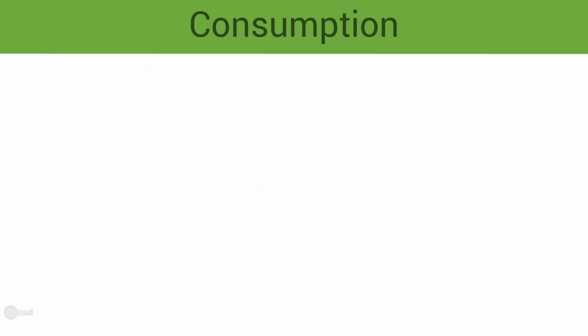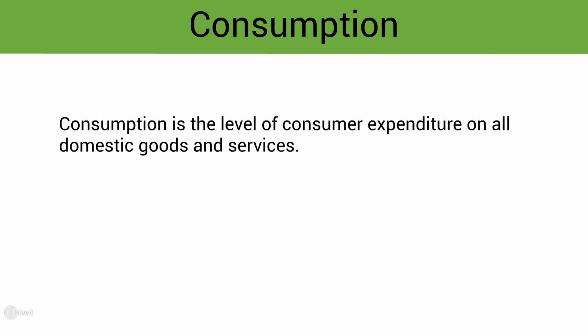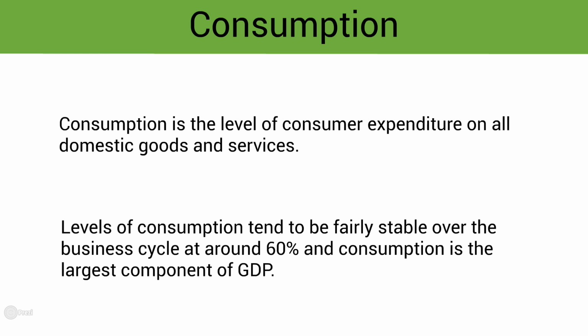So let's have a look at each of these components in more detail, starting with consumption. Consumption is the level of consumer expenditure on all domestic goods and services. The level of consumption tends to be fairly stable over the business cycle. It is around 60% of GDP, and consumption is the largest component of GDP. The business cycle is explored in more detail in section 3.2. So during a boom, consumption will be about 60% of GDP, and during a bust, consumption will still be at around 60% of GDP.